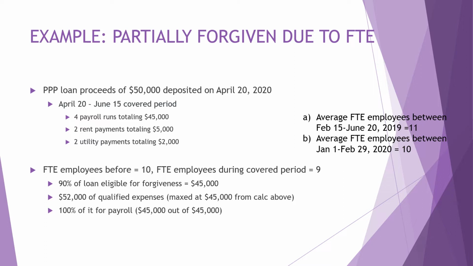We do our computation to make sure at least 75% was for payroll. Our payroll was actually also $45,000, so 100% of our loan forgiveness would come from the payroll. And so we've got $45,000 that will be forgiven, and then $5,000 remaining on the loan that we can either go ahead and repay right now or wait to pay sometime in the next 2 years.